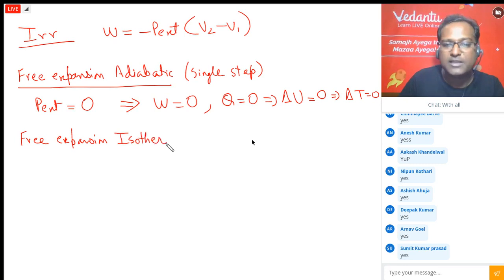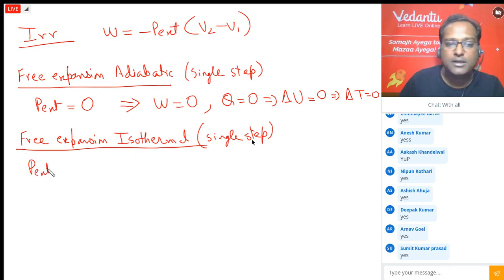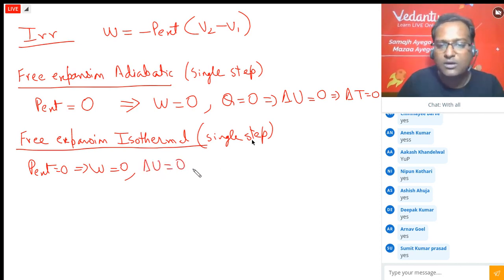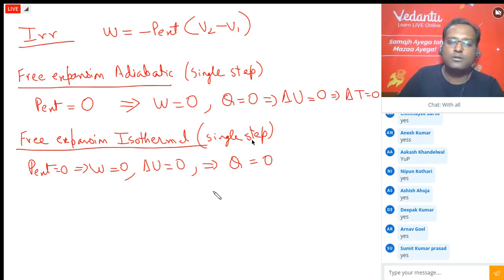Isothermal free expansion. Again, it is irreversible only because you are expanding in single step. Because it is free expansion, I will say P external is zero. This would imply work done is zero. Work done is zero because it is isothermal. Now I will say delta U is zero. If delta U and work done both are zero, so heat exchanged is also zero. Is it understood?